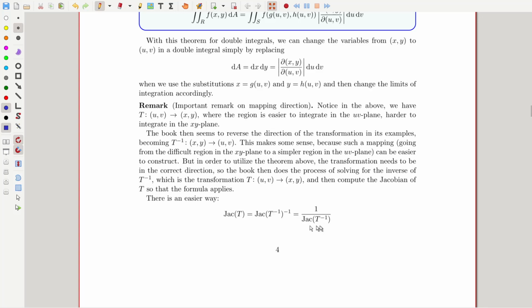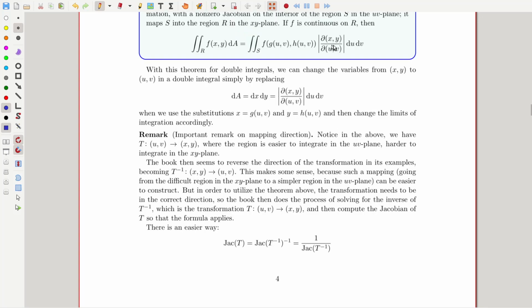Right. So you can compute the Jacobian of T by just computing the Jacobian of T inverse, which would be more natural if you're just given the mapping T inverse. You can compute that and then reciprocate it, and that is going to be the Jacobian of T, which is actually what you need to insert into the formula.